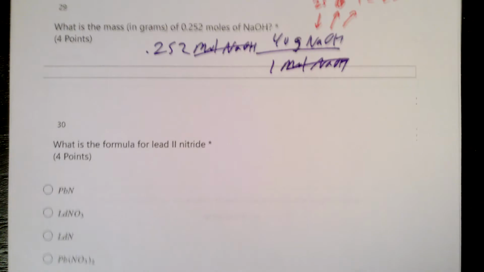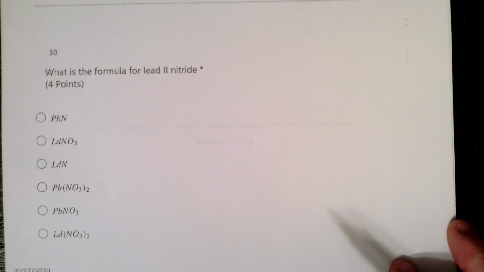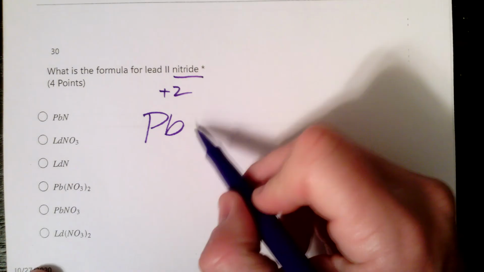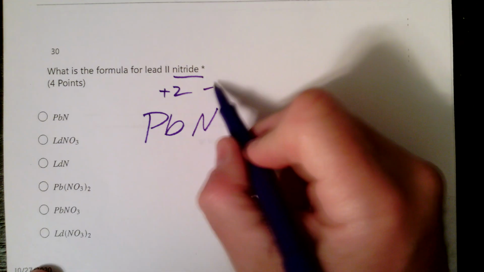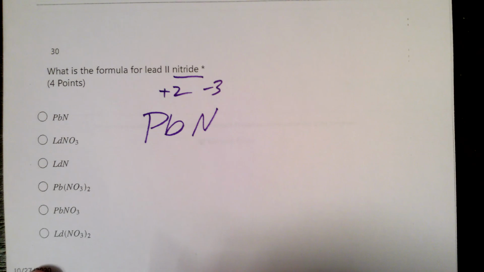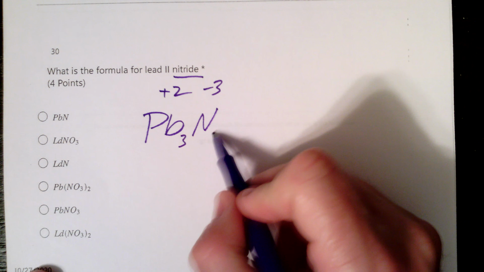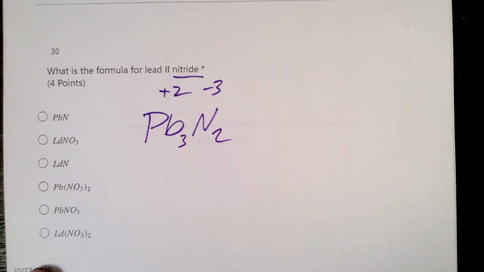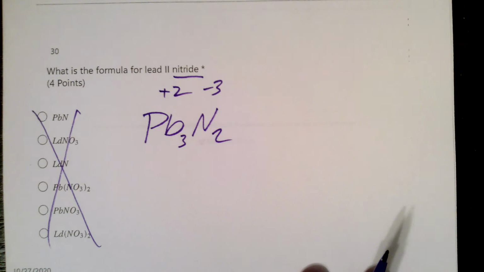What is the formula for lead 2 nitride? All right, lead, Pb. Lead can be a 2 or a 4, but here I'm telling you it's the +2 lead. Nitride refers to nitrogen. Nitrogen is always a -3, so we cross it out, we get Pb3N2. If you'll notice, that isn't one of the choices. This was another one that had a typo, so this question just wasn't scored for you on the test.